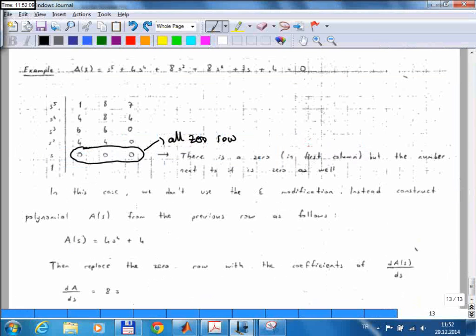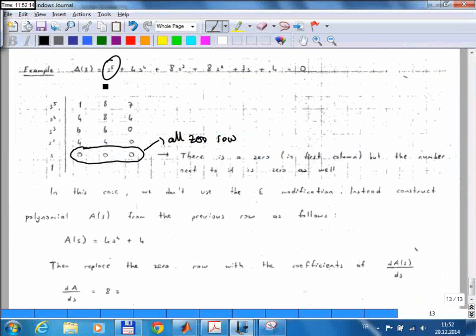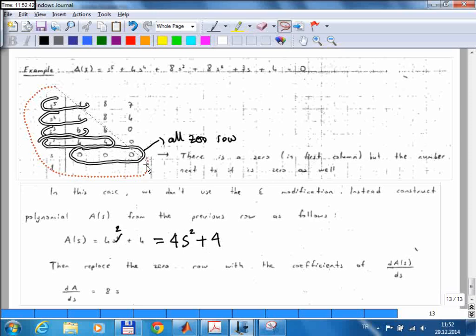So this is a fifth order polynomial. So the first row is the fifth power row. This is the fourth power, third power, second power. So the polynomial here is the following. There should be 4 times s to the power 2 plus 4. So there shouldn't be 4 here, so that's a mistake. This should be 2. Okay, so you construct that polynomial from the last non-zero row.